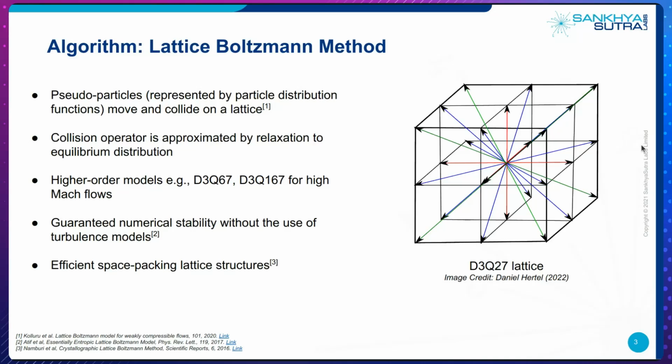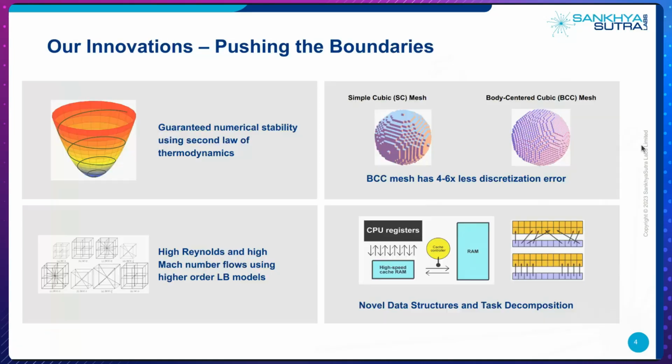To get more details on these, you can refer to the things that I've shown you on the screen at the bottom left. So we use a number of different innovations that make our solver push the limits of what is possible with the lattice Boltzmann method. So we use something called the entropic formulation of the lattice Boltzmann method, which basically governs how we're able to give you numerically stable results even at high Reynolds numbers and high Mach numbers.